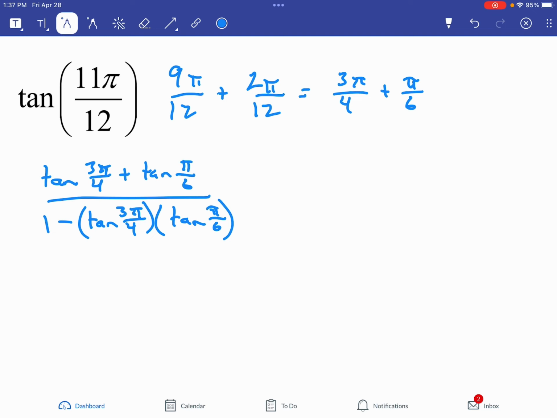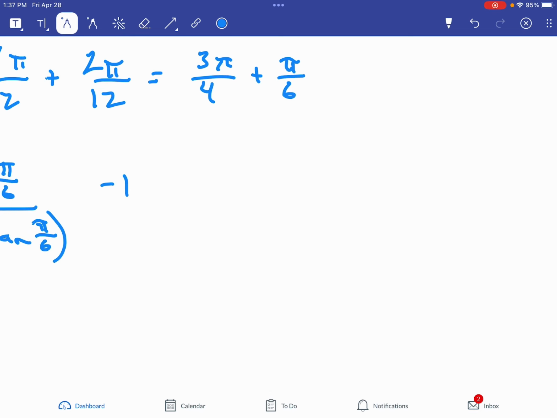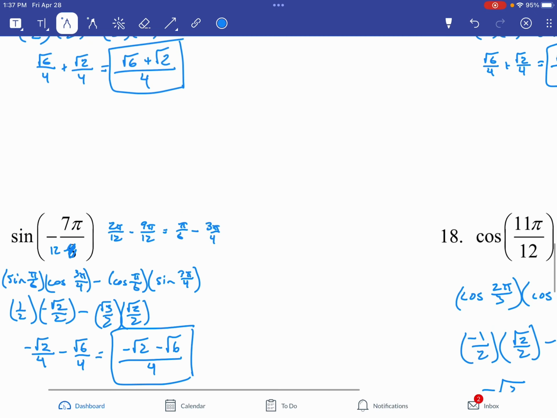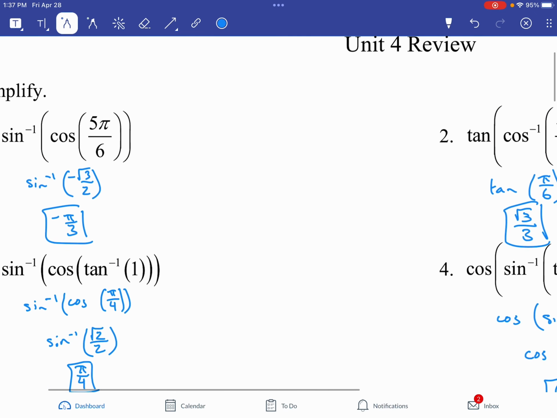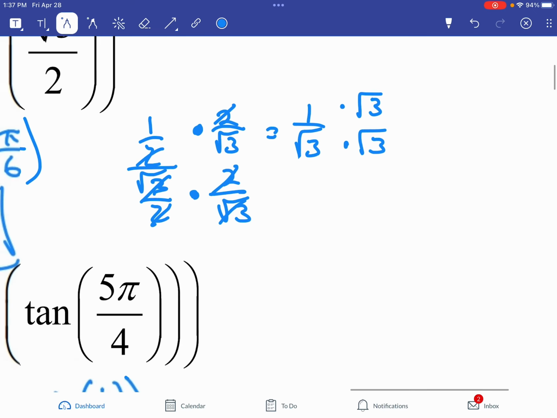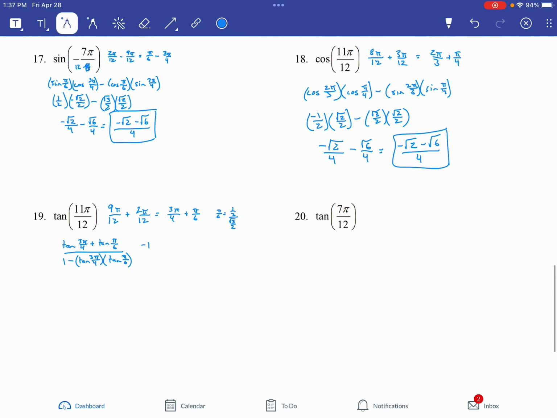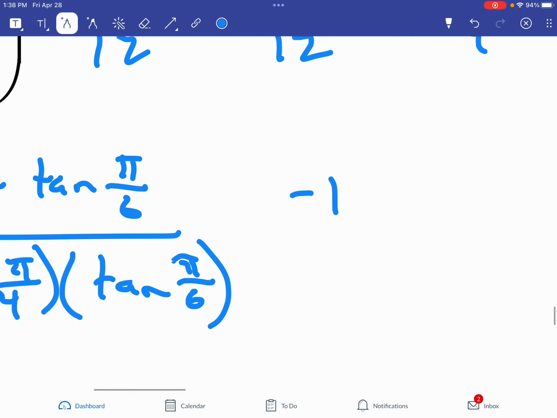Now I convert these. So 3 pi over 4 for tangent would be negative 1. For pi over 6, I'm going to do it right here. Tangent is y divided by x. I've seen this before, I did it at the second question of our whole review. Tangent of pi over 6 is right there. That's the work for it, and the answer I got was root 3 over 3. Let's go back down and write positive root 3 over 3.